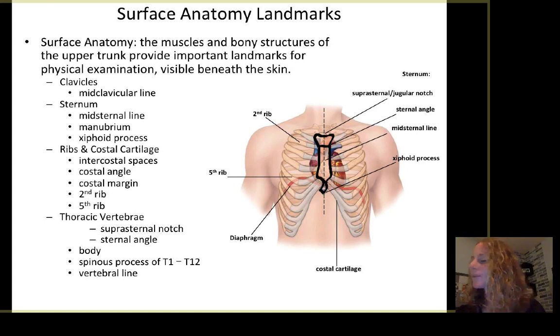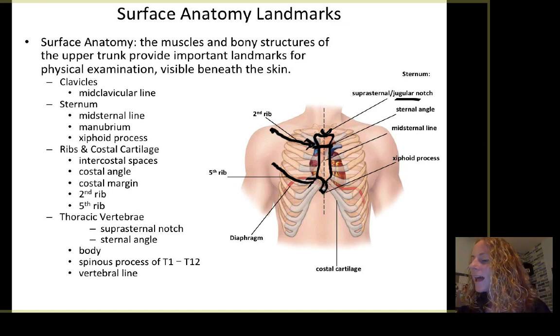At the top of the sternum, we have the jugular notch. You can palpate the jugular notch between the clavicles. Where the manubrium meets the body, we have the sternal angle, and that's an important landmark for finding the second rib. You'll also want to count down from the second rib to find the fifth rib. Both the second and fifth rib are important landmarks for listening to the heart valves.